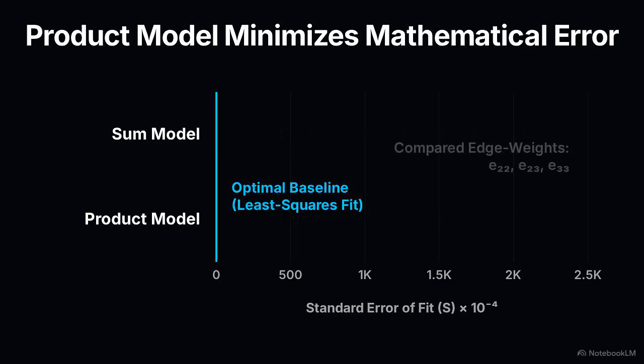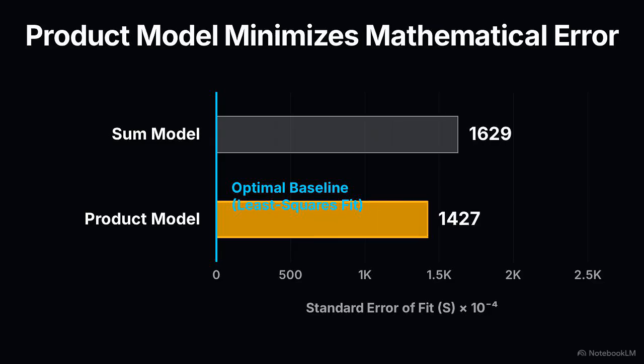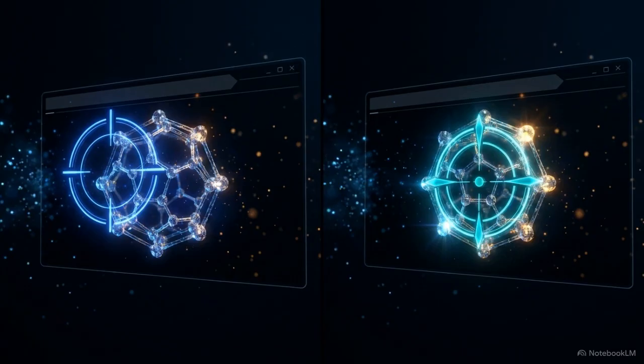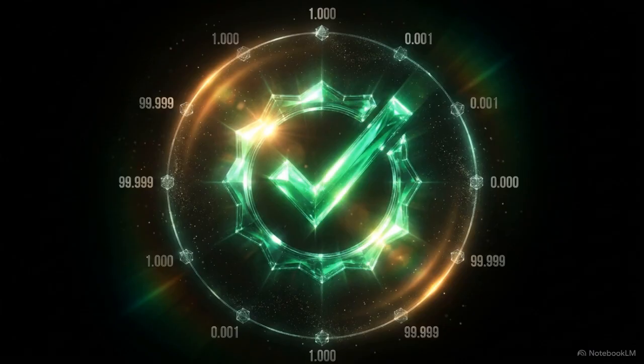Researchers calculated a purely optimal mathematical baseline using a least squares fit procedure. Then, they compared the specific edge weight coefficients of both the sum and product models to see which one mathematically drifted closest to that optimal center. The exponential product connectivity index pulled ahead. With a lower standard error of 0.1675 and coefficients that aligned more precisely with the optimal baseline, the multiplication-based model proved to have superior statistical stability.